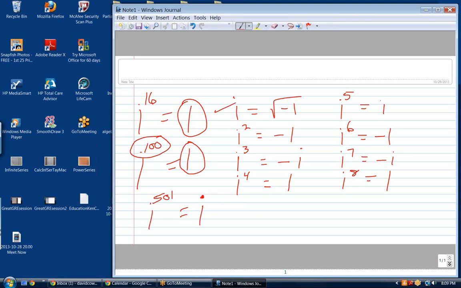Okay? So that's how you handle I's to big numbers. And if you learn this, you will probably have a question like that. What is I to some giant exponent? Just divide it by 4, take your remainder, and go to whatever row your remainder gives you.